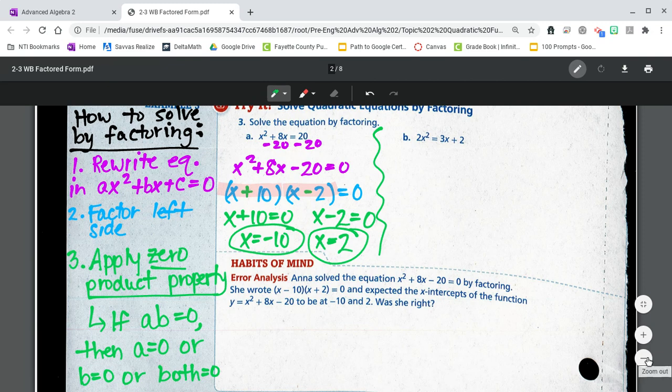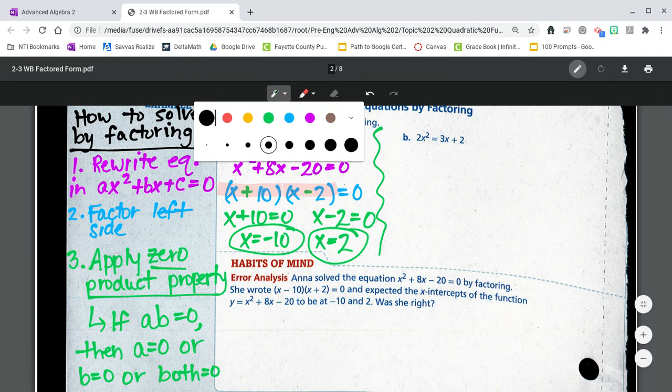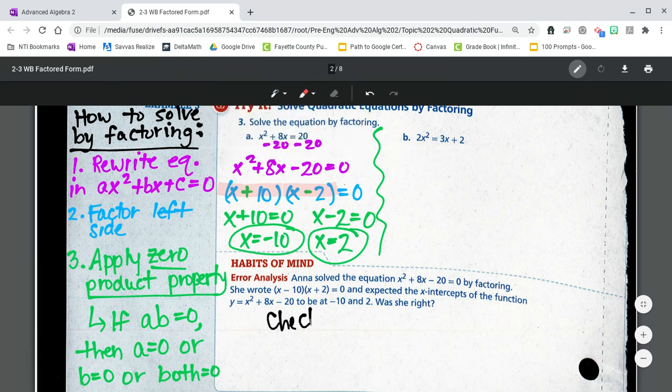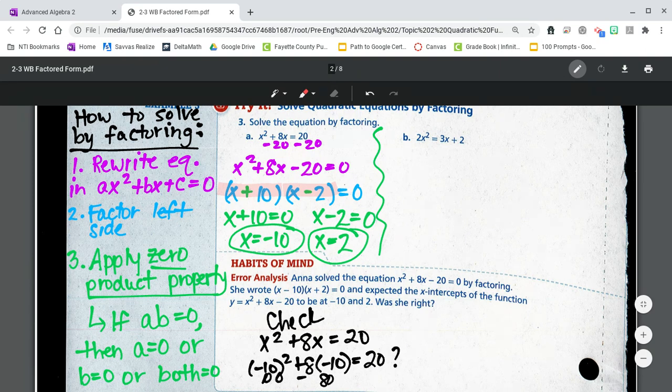Now if I want to check, and I'm doing some temporary work, so I'm going to erase it in just a minute, then I would substitute negative 10 in for the x in my original problem. So my original problem is x squared plus 8x equals 20. So I'm going to see if negative 10 will make this true. So it's negative 10 squared plus 8 times negative 10. Is that equal to 20? Let's see, that's 100 minus 80. Does that equal 20? Yes. So x equals negative 10 is correct.